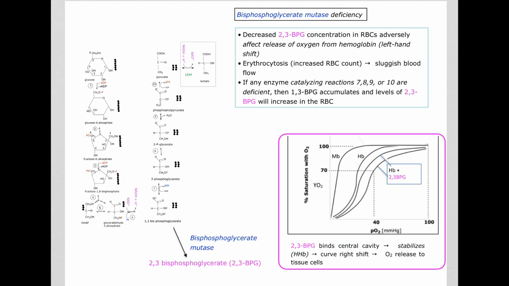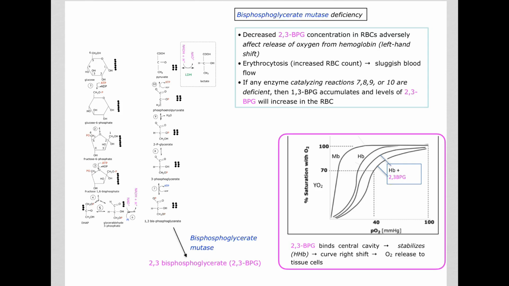So clearly if this enzyme is defective, we are not going to get enough 2,3-BPG, and with a decreased concentration of 2,3-BPG, we are going to affect the release of oxygen from the hemoglobin at the tissues. So basically the curve will go more to the left.